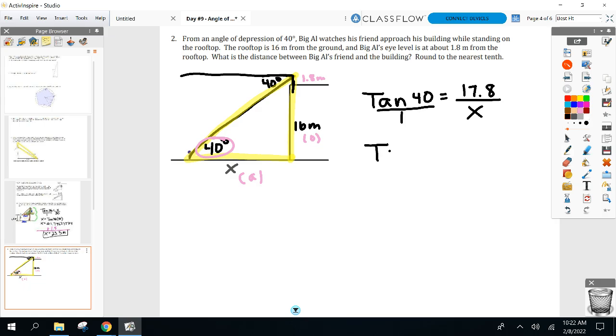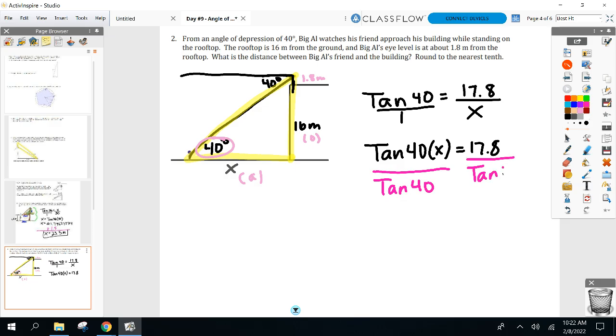Go ahead, cross multiply. You do have to do a little division here at the end, right? Got to divide both sides by the tangent of 40. Just make sure we stick to our rounding directions. Nearest tenth.